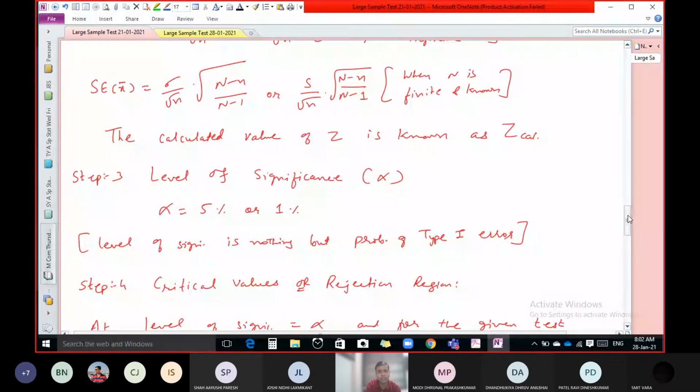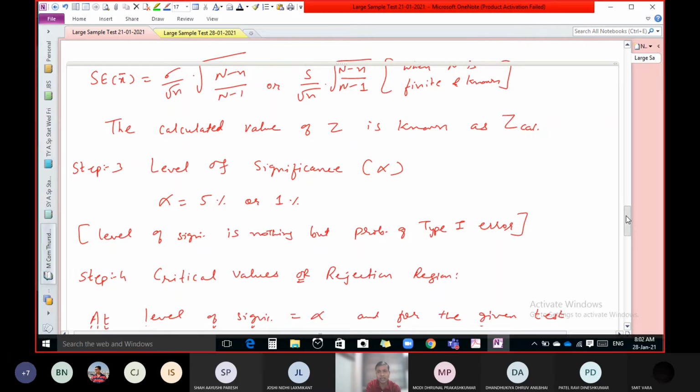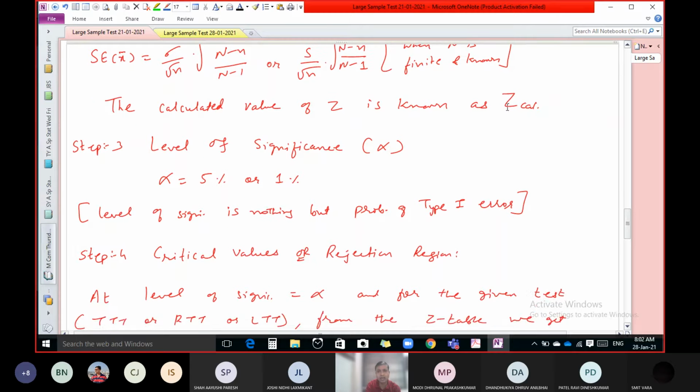The formula is like sigma upon root n into root of capital N minus small n upon capital N minus 1, or s upon root n into root of capital N minus small n upon capital N minus 1. By using the given formula, we get the calculated value of Z. So it is denoted by Z-cal.